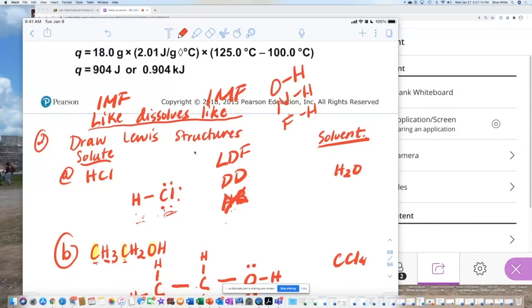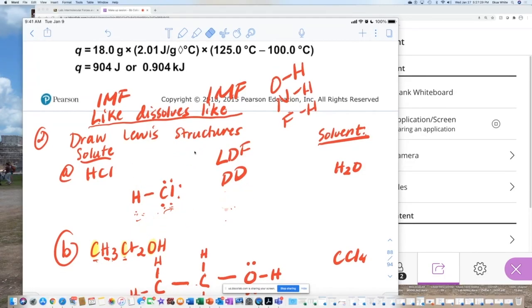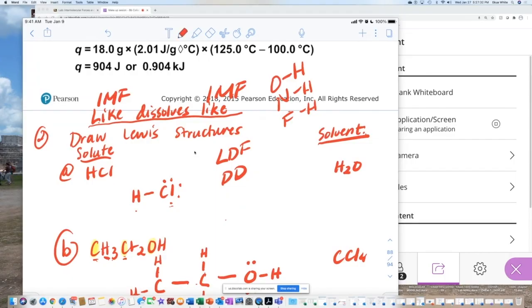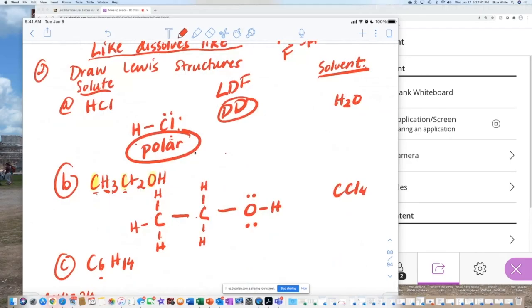But because you have two different elements, it's polar. If you had two of the same elements, it would be nonpolar. If you have Cl and Cl, also nonpolar, right? But since you have H and Cl, you have polar. So if anything at all, this one is going to be dipole-dipole, the strongest intermolecular force, or you can just call it polar. We tend to name the molecule, except for the ones that have hydrogen bond, by the strongest intermolecular force. So this is going to be polar.